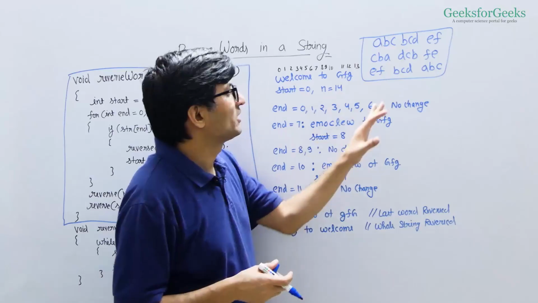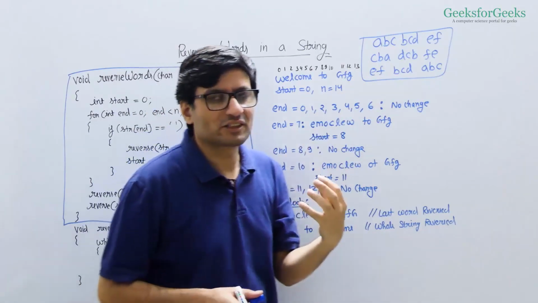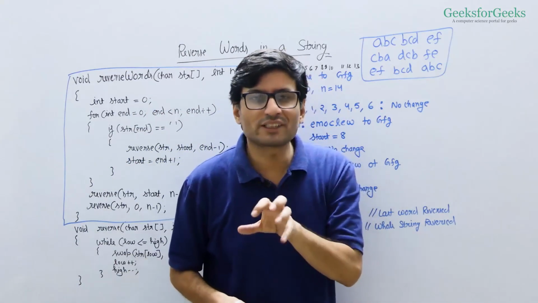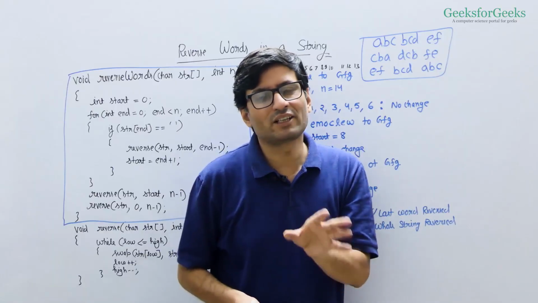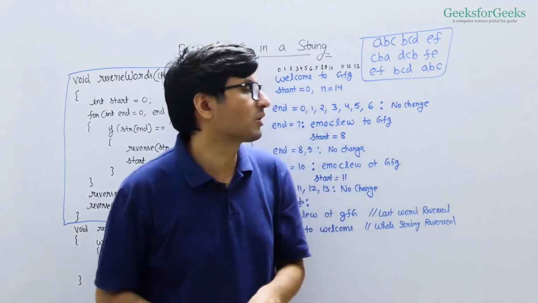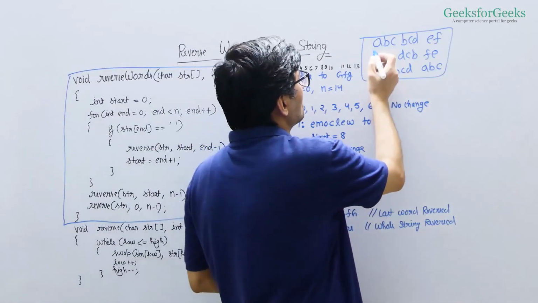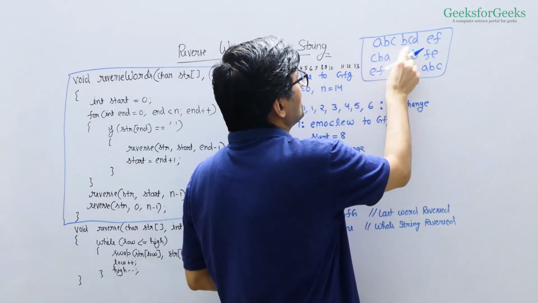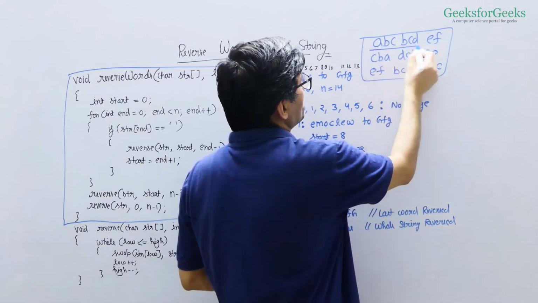Let's get the idea with this example. So the idea is this: we first reverse the individual words and then we reverse the whole string. That's a really interesting solution for this problem. Let's say we have our input string as "ABC BCD EF". This is our input string.